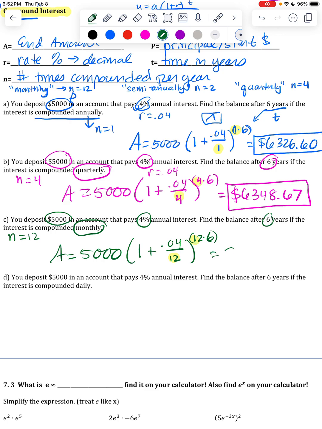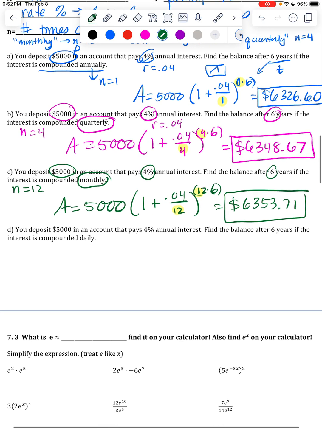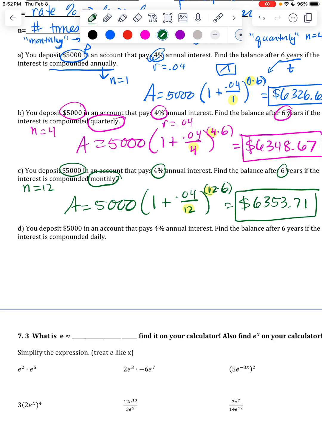And I'm getting, drum roll, $6,353.71. So a little bit more because it got compounded a little bit more.